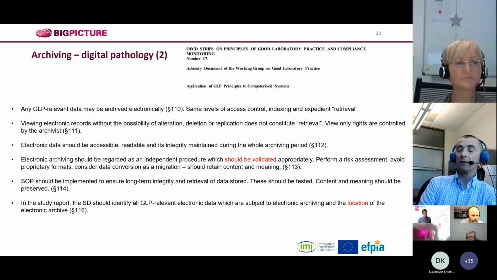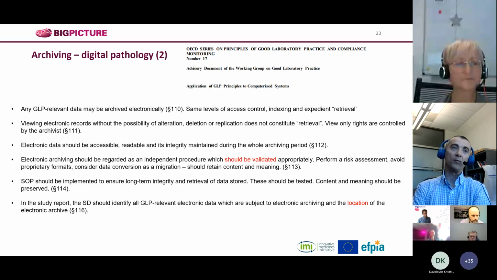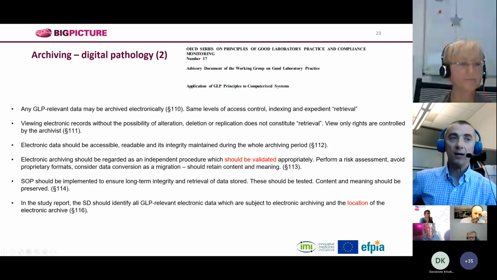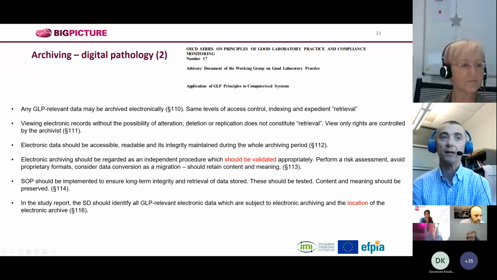And so there's a similarity which is mentioned here in the OECD guidance under paragraph 111, which says that if you just look at the data, you do not necessarily perform a retrieval of the data. So we need to define the rights of who has access and what happens to the data. And there's an expectation that a dedicated archivist, exactly like for specimens, will be in charge of it. So this is something that we need to take into account pretty upstream when we're thinking about the validation and the infrastructure where we're going to keep our data.